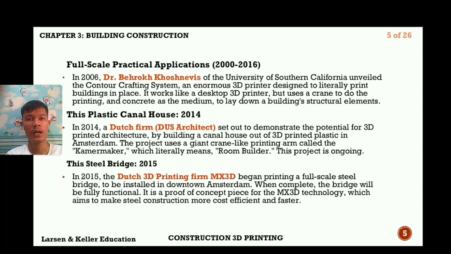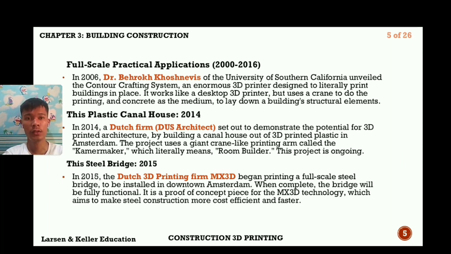Next is the Plastic Canal House of 2014. In 2014, Dutch architects set out to demonstrate the potential for 3D printed architecture by building a canal house out of 3D printed plastics in Amsterdam. The project uses a giant crane-like printing arm called the Kamermaker, which literally means room builder. This project is ongoing, and it is one of the examples of 3D printing, the canal house in Amsterdam. Next is the steel bridge of 2015.